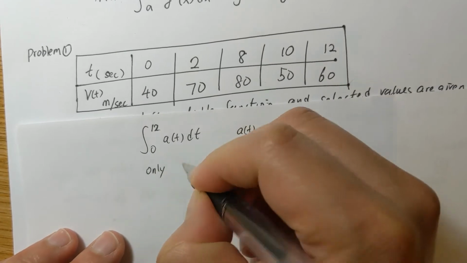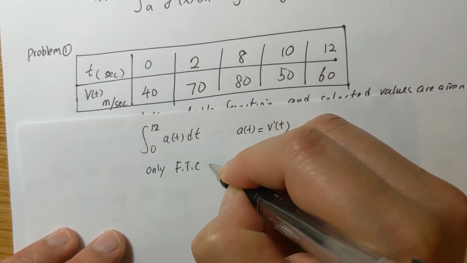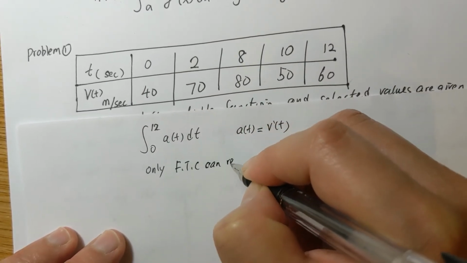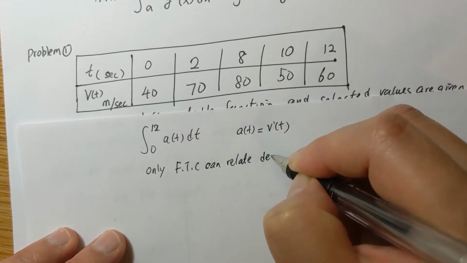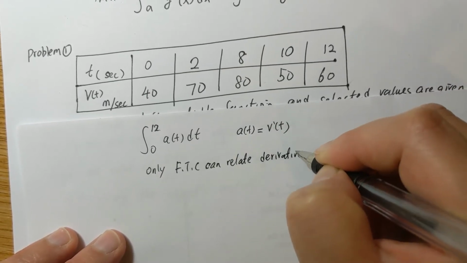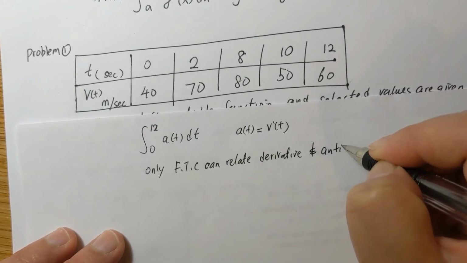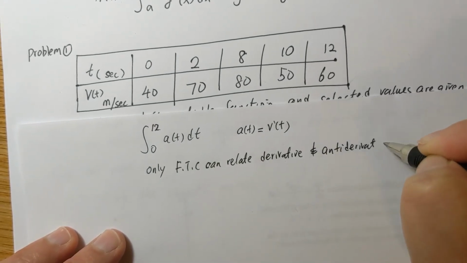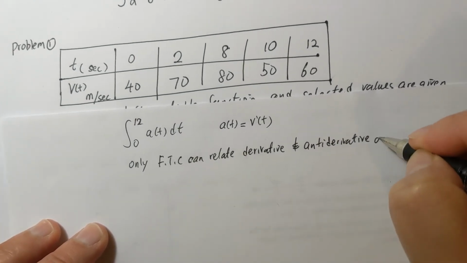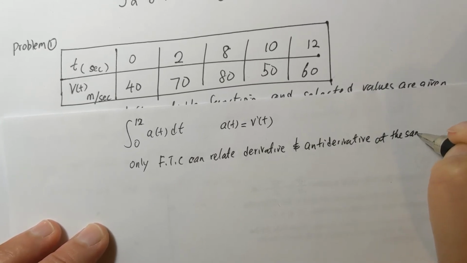Only the FTC can relate derivative and antiderivative at the same time.